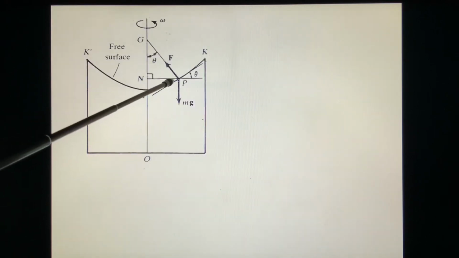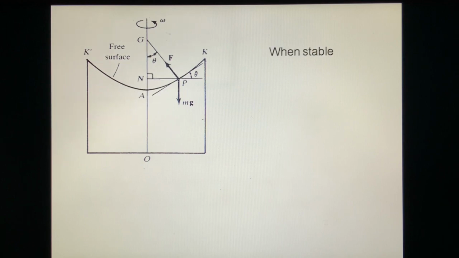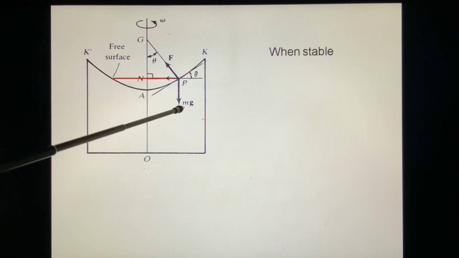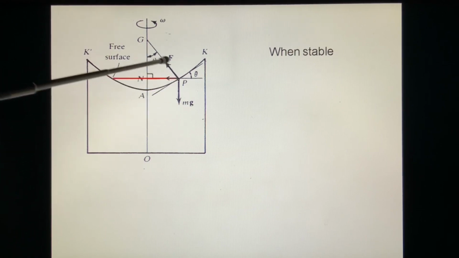Now let's look at the point P. It's in equilibrium, it's stable. What motion is it in? It rotates around this axis with angular velocity omega, right? So it has centripetal acceleration. How many forces act on it? Two. One is the gravitational force mg, and one is the force from the neighbor atoms. We call it tension.